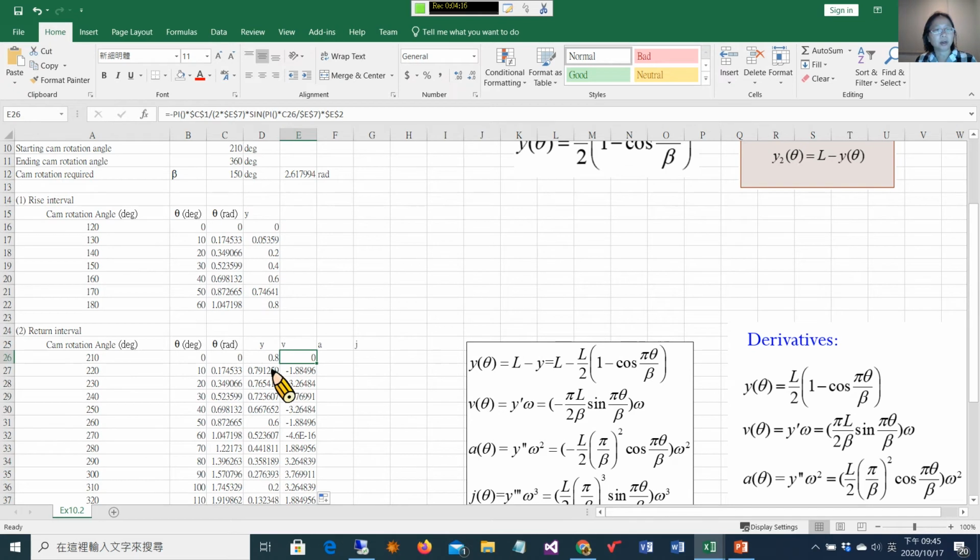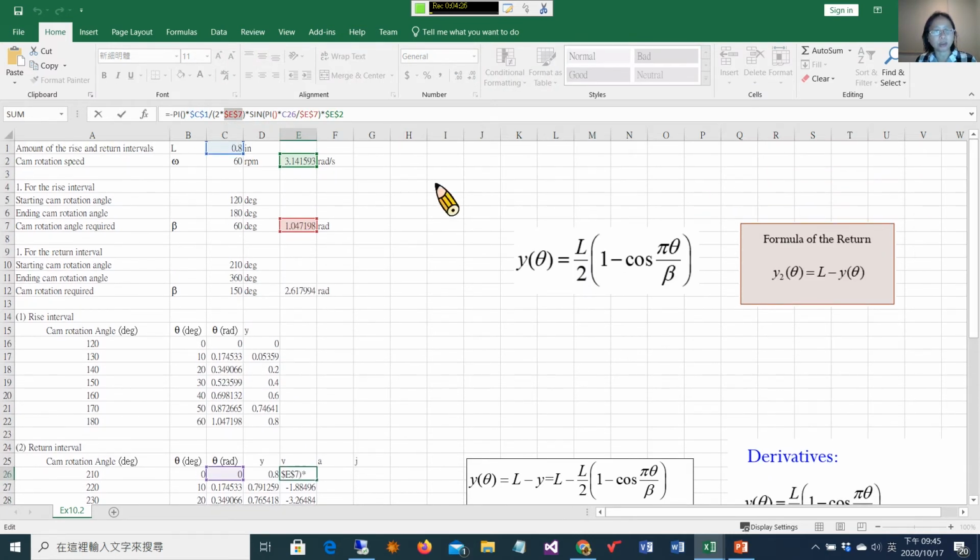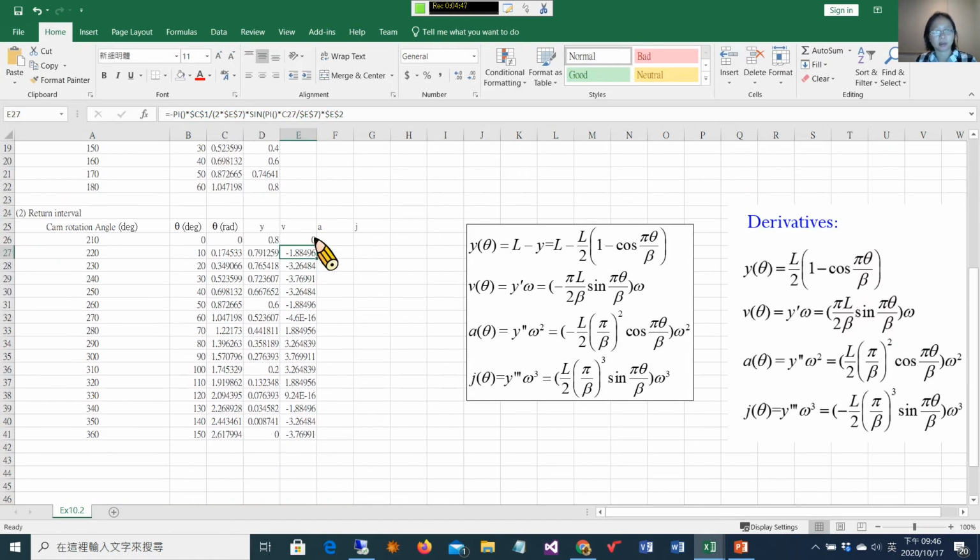Oh, because we just wrote a return interval, so here is not correct. We need to change it to here and here. Again, dollar sign, here dollar sign, and enter again. Let me see again. Good, it's correct now.